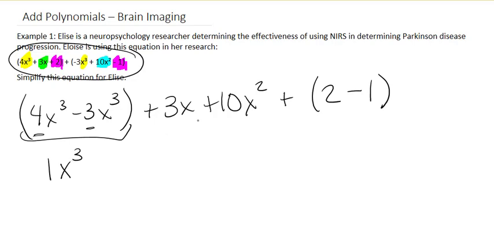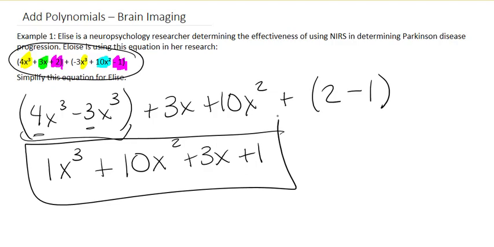Then we can keep this because we can't add these together. So we can actually put it in descending order on exponents. So we have 10x squared plus 3x, and then we have 2 minus 1, which is equal to 1. So this is our simplified version for this equation.